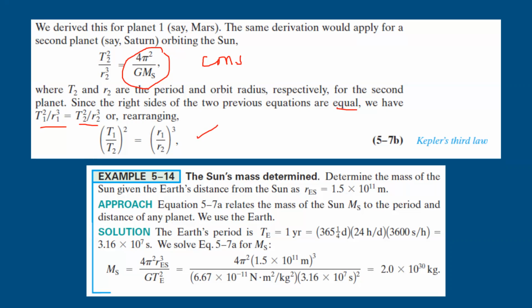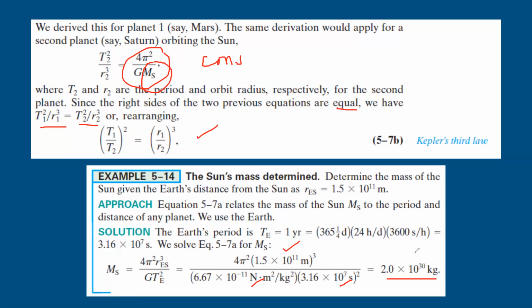And how do we determine the sun's mass using that equation? Using this equation, you solve for MS only. If you solve for MS, you have 4 pi squared r cubed over G and T squared. The subscripts may look confusing, but don't be threatened by the subscripts, they're just there. Then you substitute values, the constant and the period, and you'll have the mass of the sun.